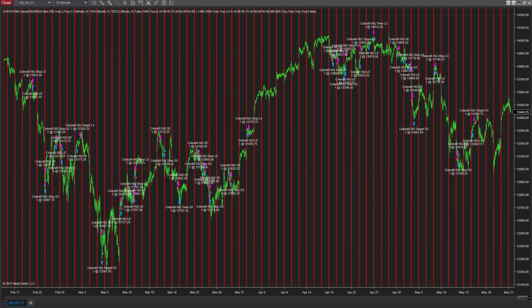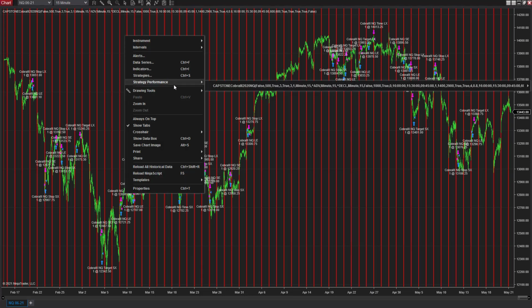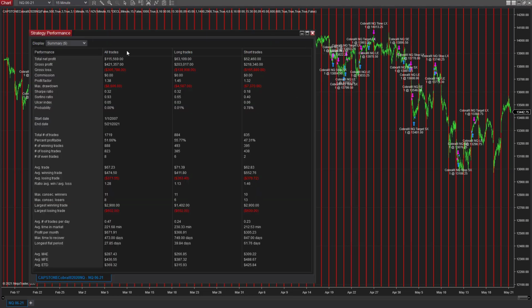Here is the back test. I'm going to show you how to get that back test. You right click, strategy performance, click on this, historical, and you can see 1,719 trades. This is going back to 2007. $67.23 average trade profit. This is without slippage and commission. That average trade profit is higher in the recent market environment.